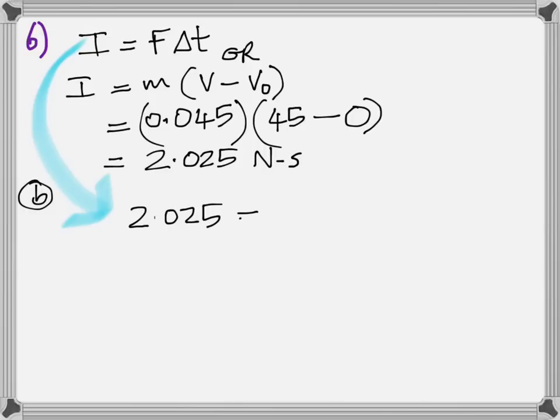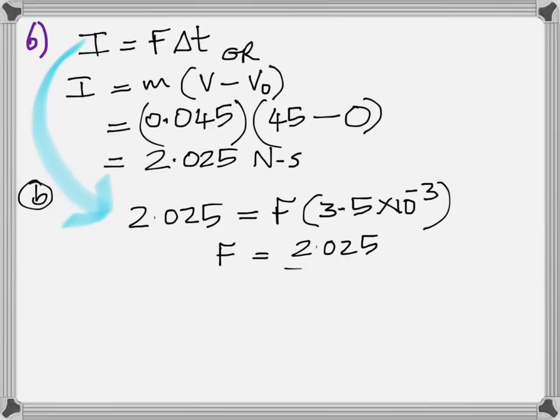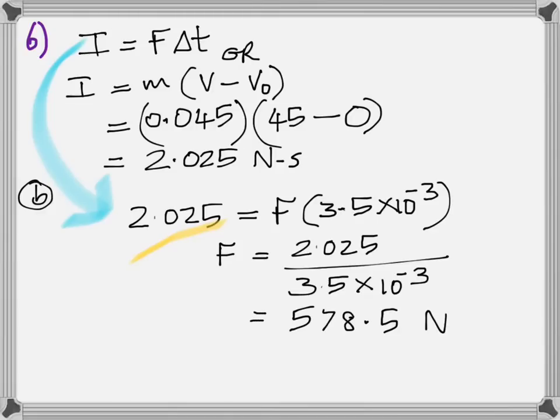Okay, now the B part. How will you find the B part? Use the other formula for impulse, F times delta T. You already got 2.025, so 2.025 is equal to F times the time, so divide. The answer is 578.5 Newton. That is the answer to that question.